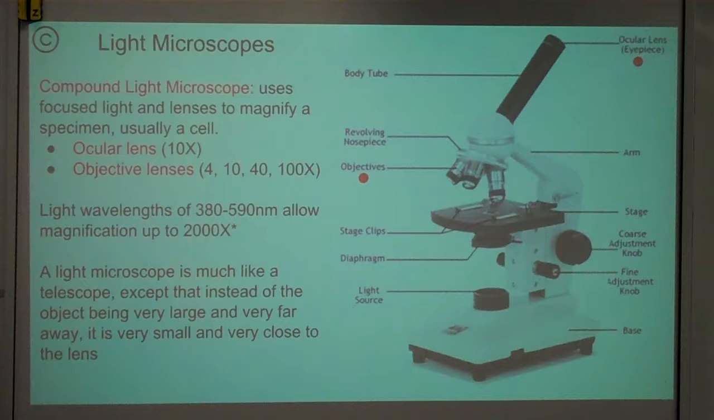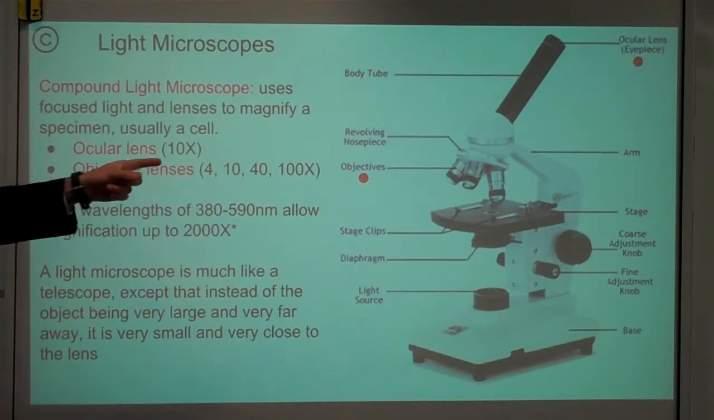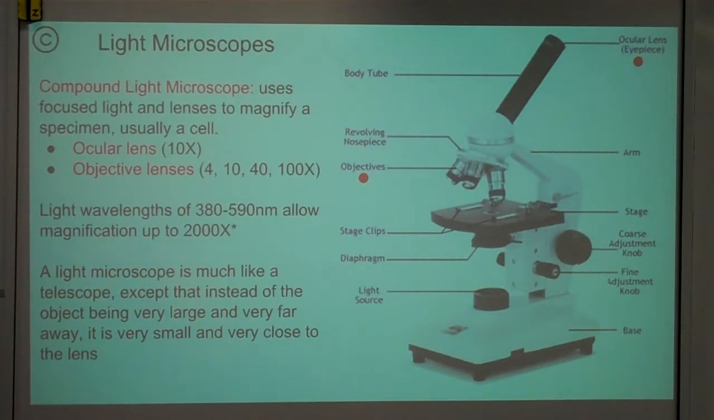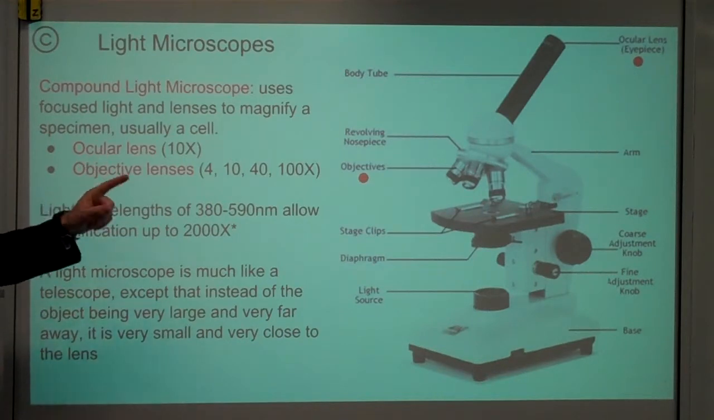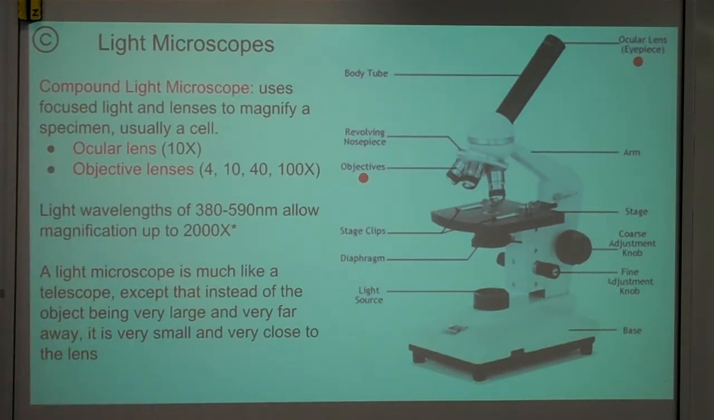I have highlighted the things that especially you need to know in terms of the names. There's the objectives, and then you've got the ocular lens or the eyepiece up there. You've got the coarse adjustment knob and the fine adjustment knob. The ocular lens in this case is 10 times, and the objective lenses are 4, 10, 40, and 100 times, and you'll need to be able to calculate magnification. You just times them together? Yep, just times them together. So 10 times 4 is a 40 times magnification.